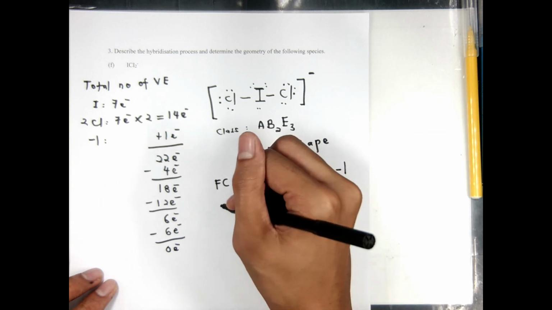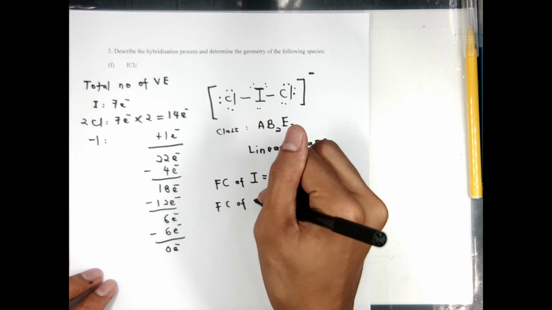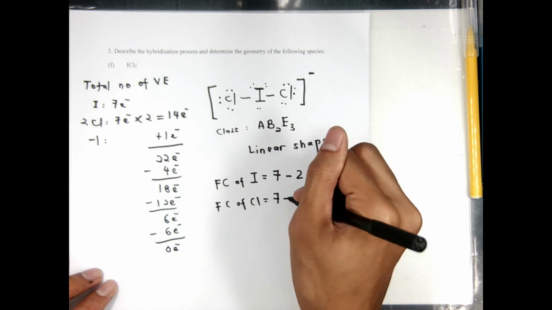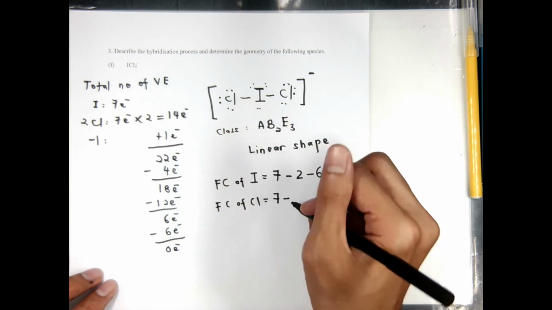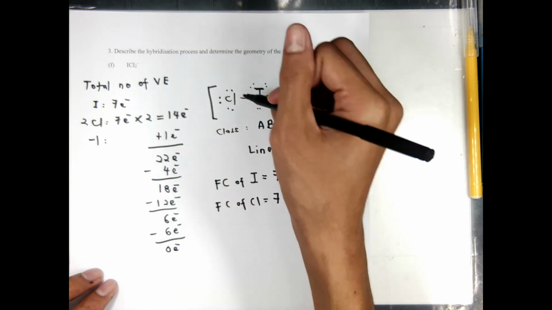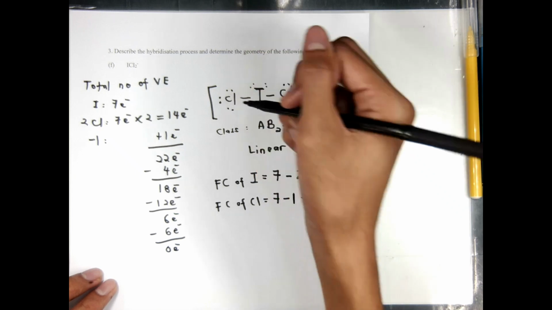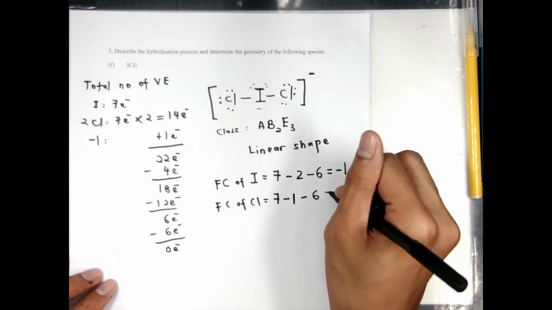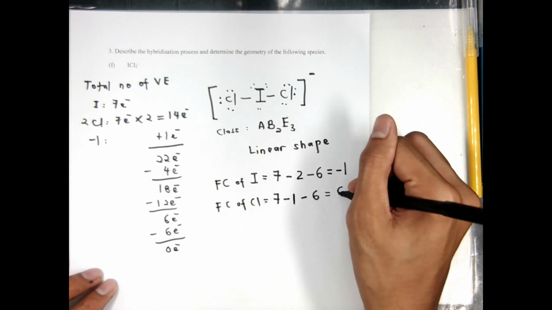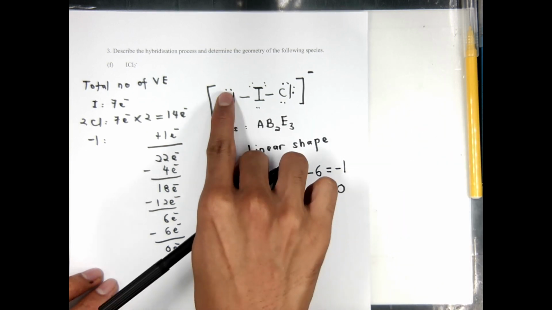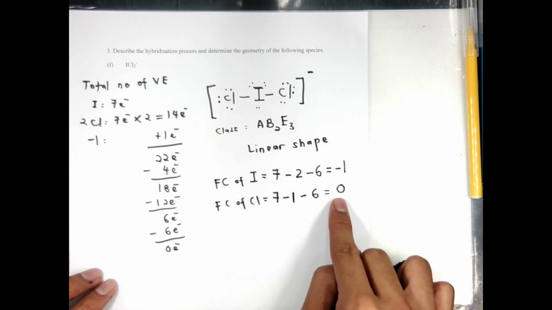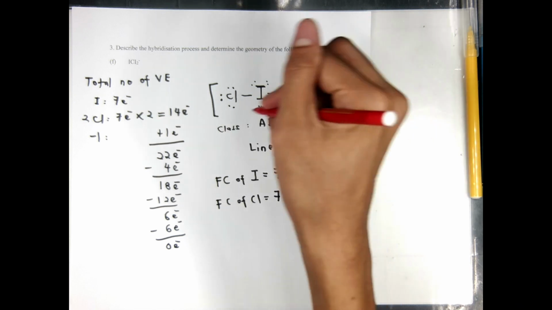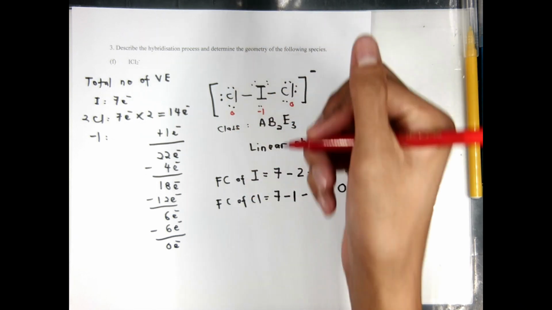And then for chlorine, the formal charge of chlorine. Chlorine has 7 valence electrons, minus 1 bonding pair, minus 1, 2, 3, 4, 5, 6 lone pair electrons. We have to count 1 by 1. So we get 7 minus 1 minus 6 is 0. This chlorine and this chlorine are the same, so they will carry the same formal charge. So it's going to be 0 here, 0 here, and -1 here.